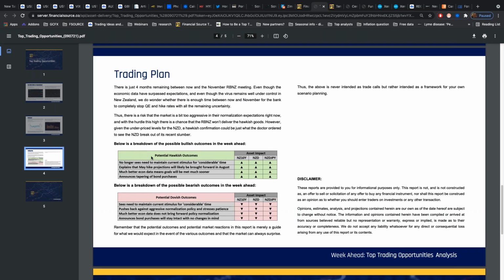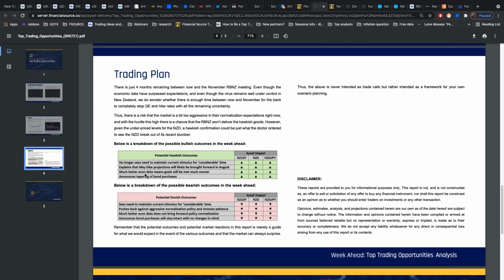So if the RBNZ say we no longer see a need to maintain current stimulus for a considerable time, in other words, if they say we can stop our bond purchases, that's strength for the New Zealand dollar and New Zealand 10-year yields, and you could look at pairing it with New Zealand dollar yen as long as the risk-on tone remains. If they explain that the May hike projection will likely be brought forward to August, then that means sooner interest rate hikes, which means New Zealand dollar strength.